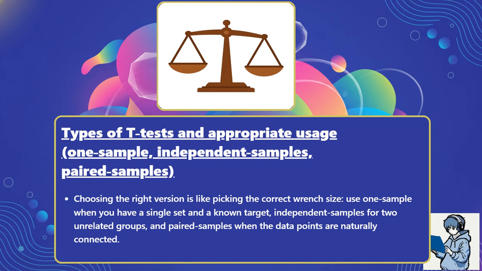Choosing the right version is like picking the correct wrench size. Use one sample when you have a single set and a known target, independent samples for two unrelated groups, and paired samples when the data points are naturally connected.